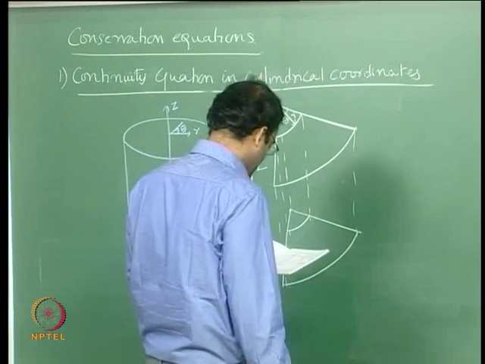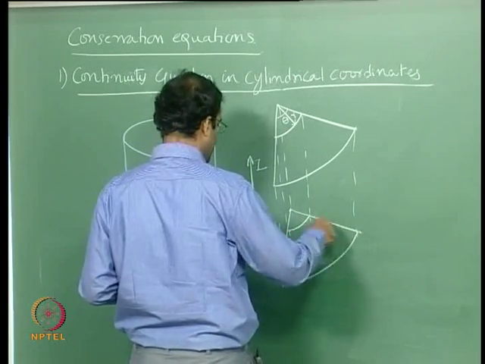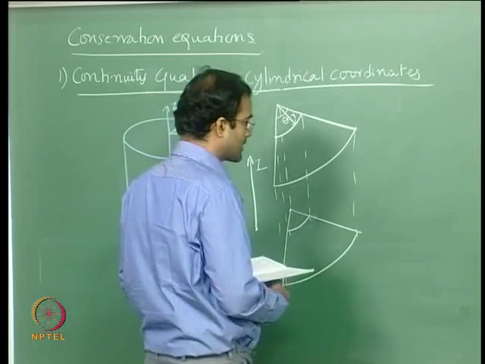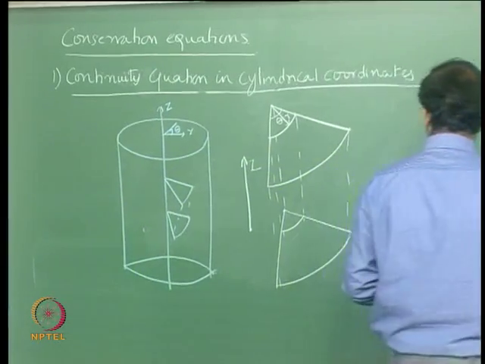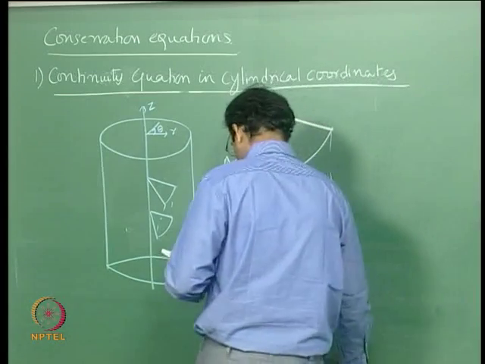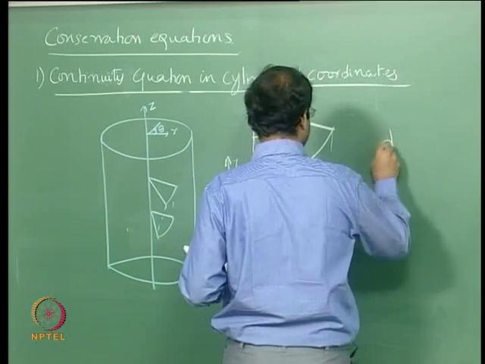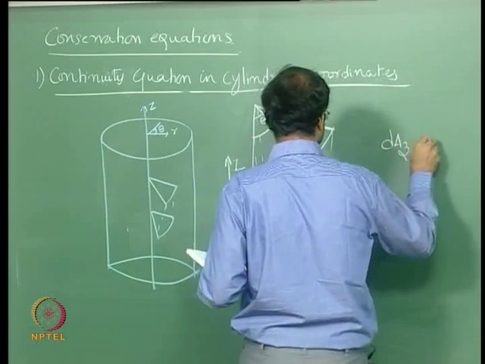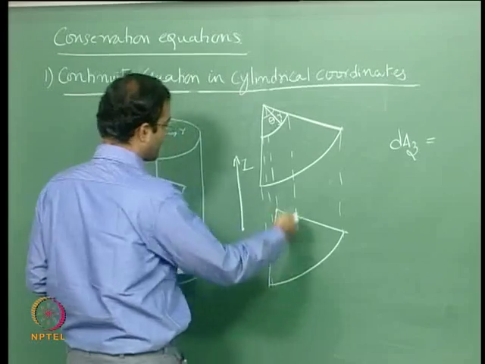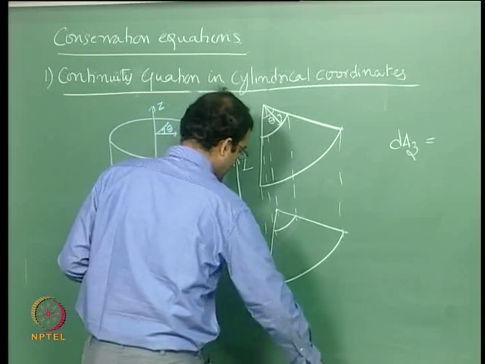Now the first thing that we are going to do is write the differential areas in each of the directions, because unlike the Cartesian coordinate system, it is not explicitly seen what is the differential area. So therefore we will first write it down. The differential area in the z direction, that is your dAz. If you look at either the bottom surface or the top surface, we want to look at the shaded region here.